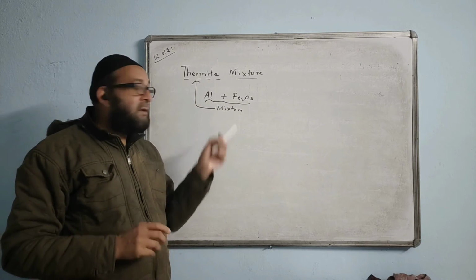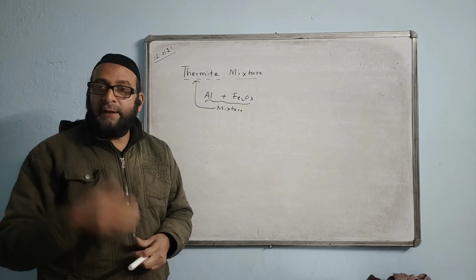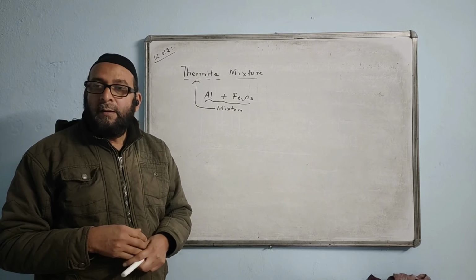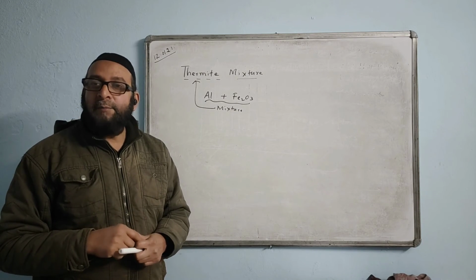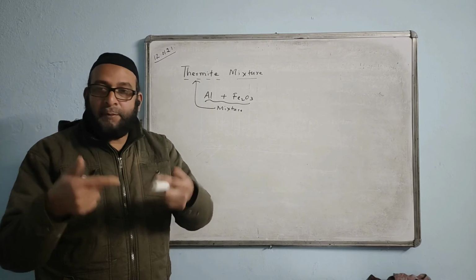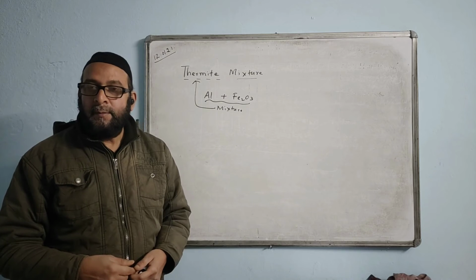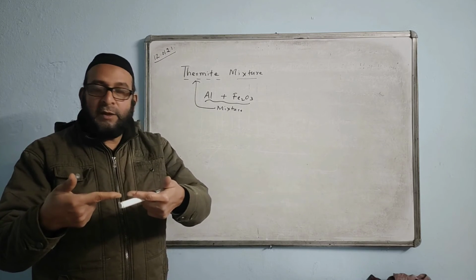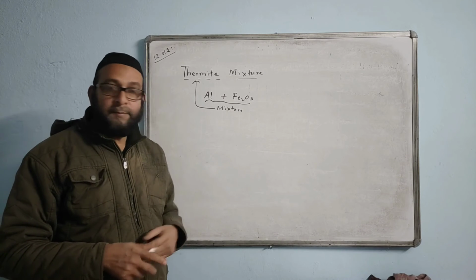And when this mixture is introduced to a high temperature flame, it will make molten iron, and that molten iron is used for welding purposes. Welding means joining two iron articles. Two iron articles we can join by molten iron by this method.